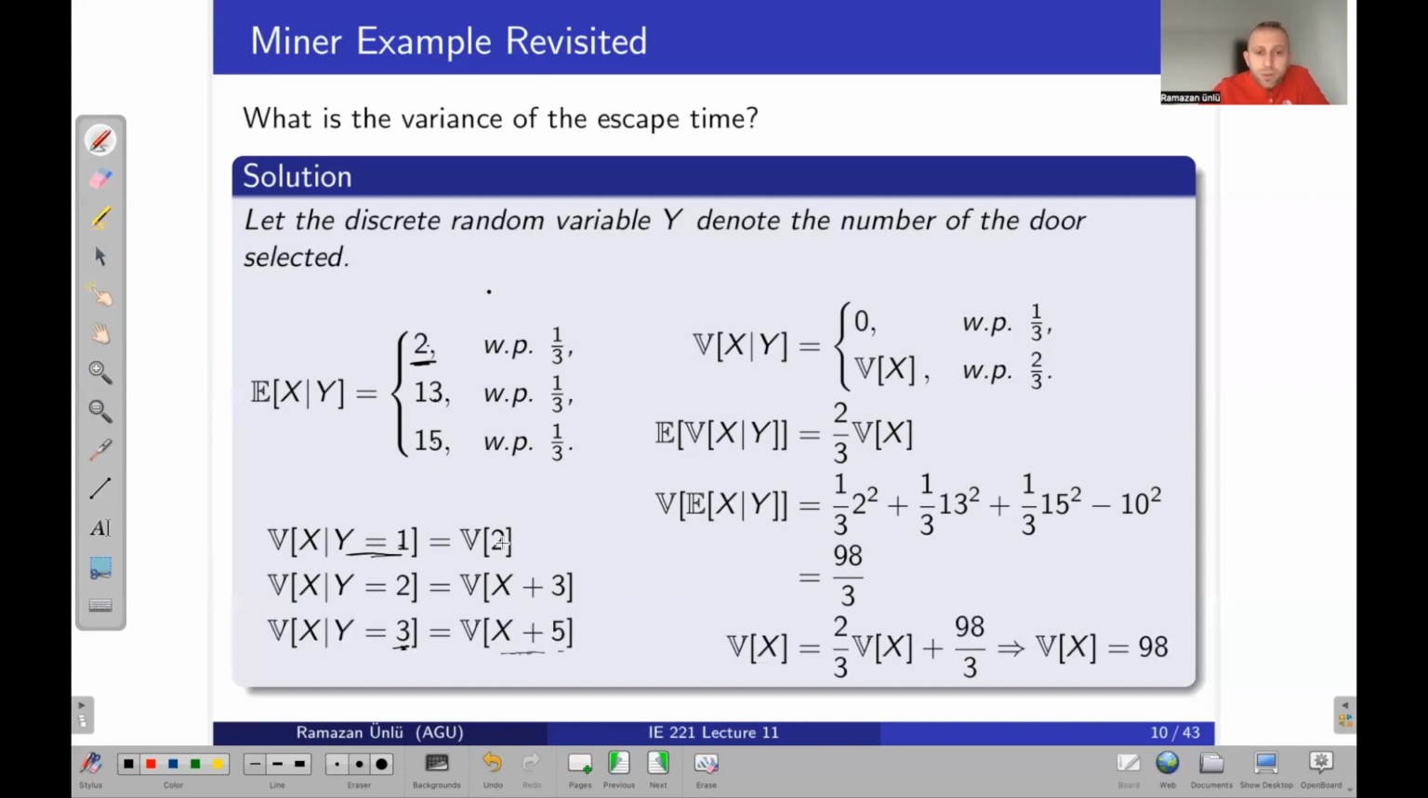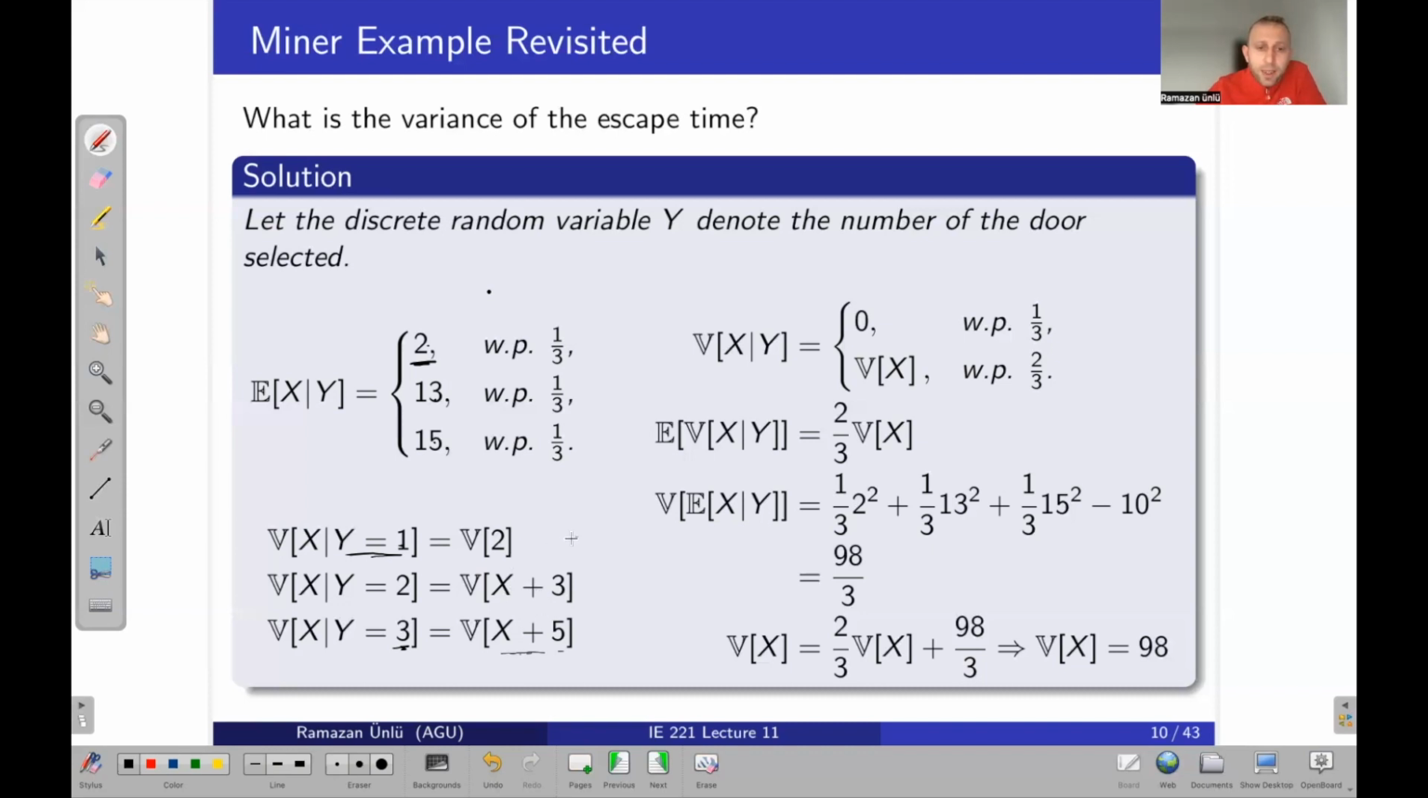So the variance of 2 is 0, right? Because that's a constant value, and it will be 0. And the variance of x plus 3 and x plus 5 will be equal to the variance of x, because adding constant values will not affect the variance of the random variable.